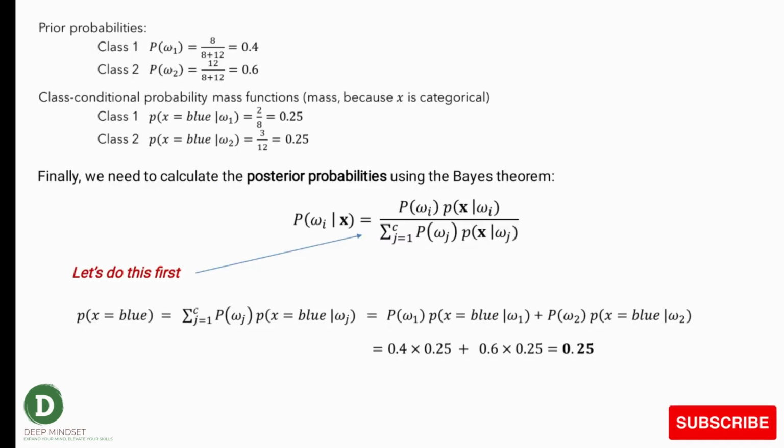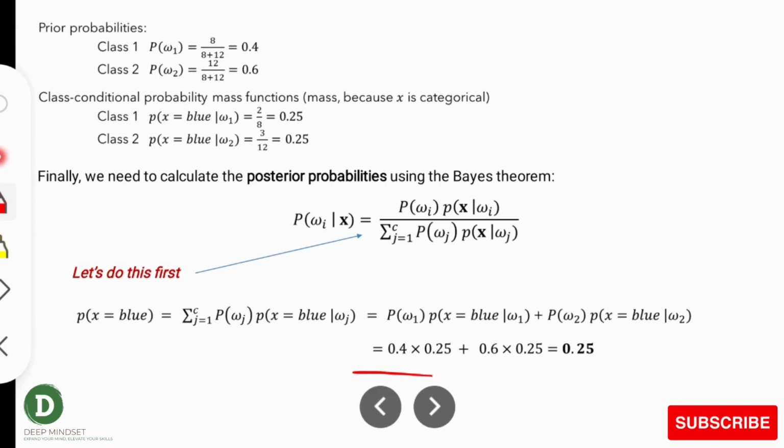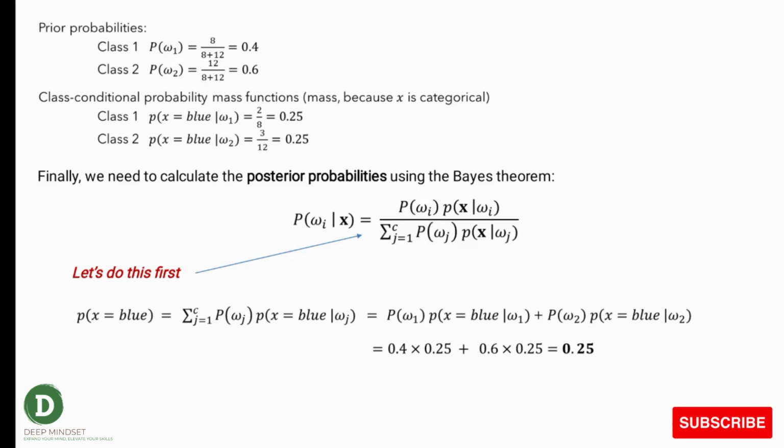So let's recap what we've got here. We've got the prior probabilities and we've got the conditional probabilities. So let's figure this out. The probability that X is blue is the sum over the different classes of the probabilities here. So when I fill it out, the probability of it being class 1 is 0.4, multiplied by the probability of it being blue within that class, so 0.4 times 0.25. Plus, for the second class, the probability of it being in class 2, that's our 0.6, times the probability of it being blue in class 2, 0.6 times 0.25. So the probability of X being blue is 0.25.